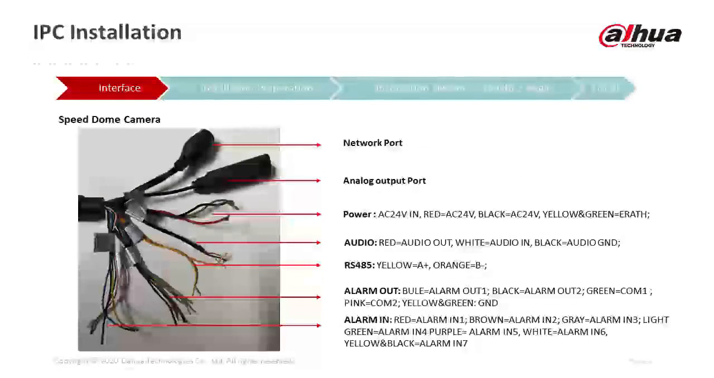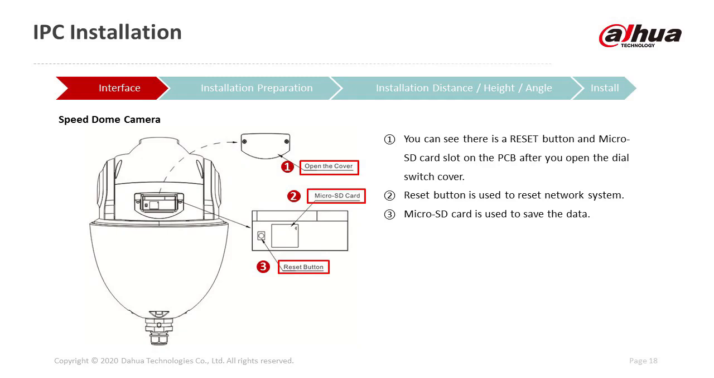Speed dome camera is a little different from the bullet or dome camera. The power of the speed dome camera should be 24 volts, in addition to the network port, audio and alarm output. It also supports RS485 connection to realize camera debugging. The internal interface of the speed dome camera also includes a reset button and micro SD card slot.